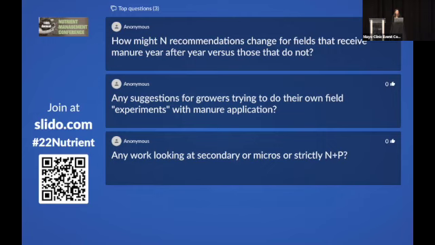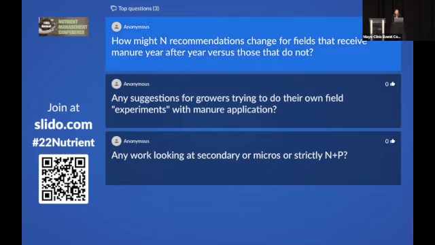How might nitrogen recommendations change for fields that receive manure year after year versus those that do not? That's another great question. Right now, we are recommending that you take at least a second year credit for your manure. So if it's manured year after year, you would always have that second year credit from the year before. So as long as you're crediting that nitrogen, it should be fairly similar, but it is a great question.